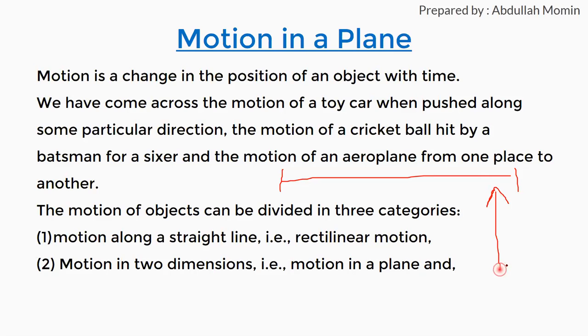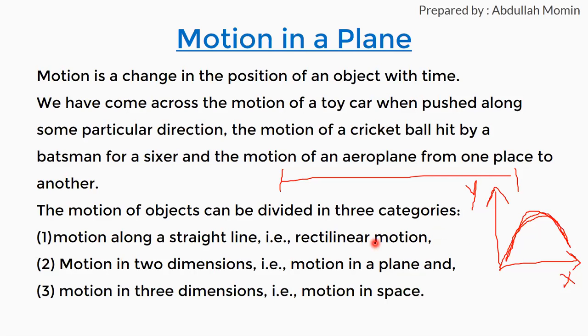Suppose a ball is hit by a batsman for a six, so it is going to cover some distance, and the object is changing its position along the x-axis and also along the y-axis. So this is a plane, when the motion occurs along two axes. This is two dimensional and it is called motion in a plane. Next is motion in three dimensions, which means motion in space.